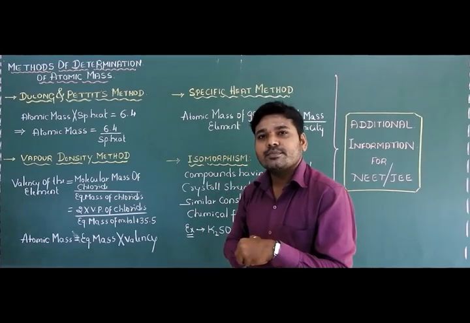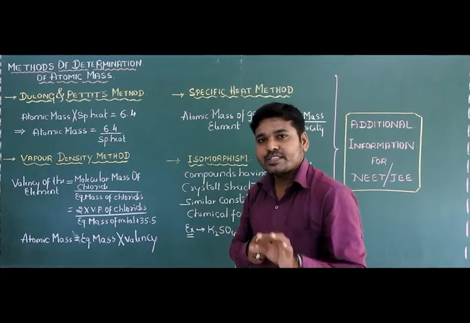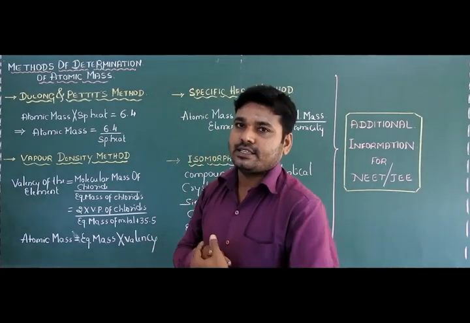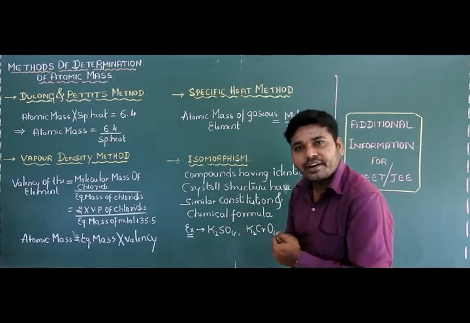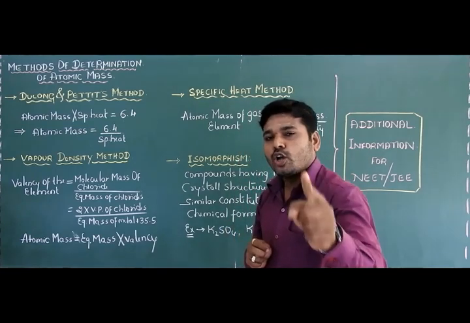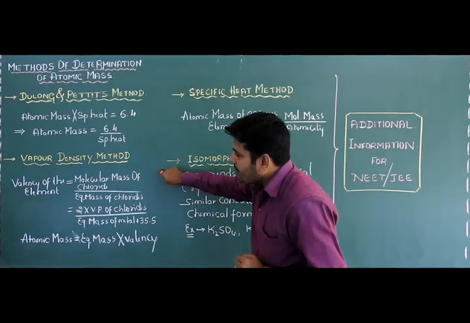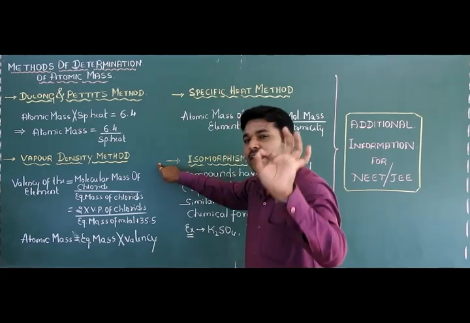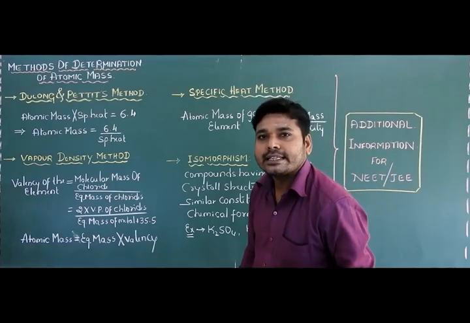So here, under the substance concept, we have 2 different categories. One is volatile, the second is non-volatile. The substance which easily gets evaporated is called volatile, and the substance which does not easily get evaporated is called a non-volatile compound or non-volatile substance. Students, here the second method we call the vapor density method. This vapor density method is applicable only for the elements whose chlorides are volatile.